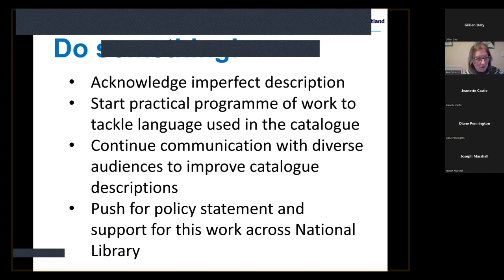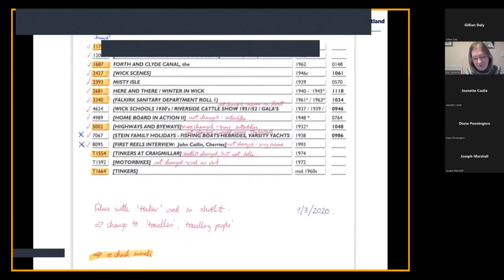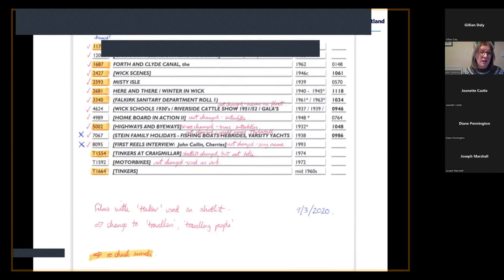And we also wanted to push for a policy statement and support for this work across the National Library, and I think we are achieving that now. This was really a wee pilot, to see if we could show the library this was doable. So enough about that. The next section of my talk will be to show you some of the things that we've done practically to change and improve the language in the catalogue.